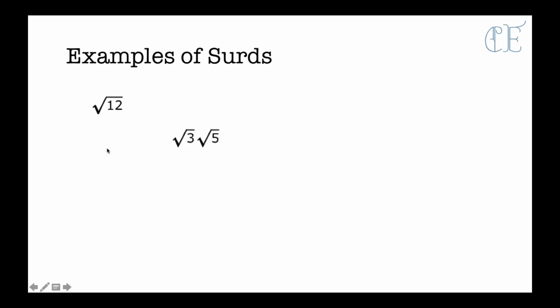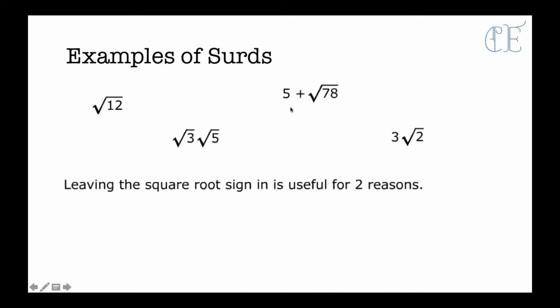Here's another type of surd. We have the root of 3 times by the root of 5. Here we have 5 plus the root of 78. And here we have 3 times the root of 2. Leaving the square root sign is useful for two reasons.